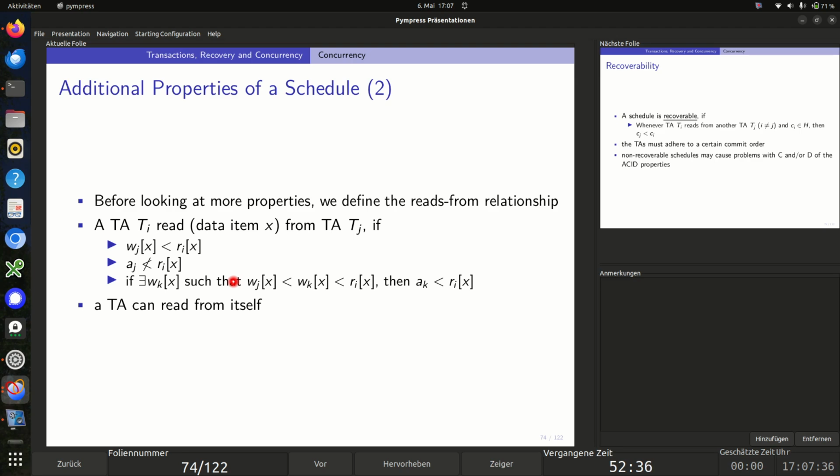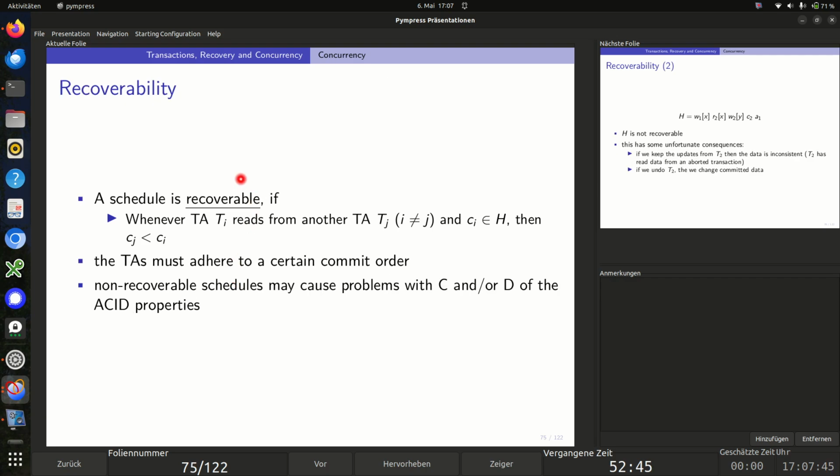And now remember the ice cream example, you get the money from one place and you spend it at another one, and this means, okay, a schedule is recoverable if you read the data from another transaction, then the other transaction must have committed. Quite simple.